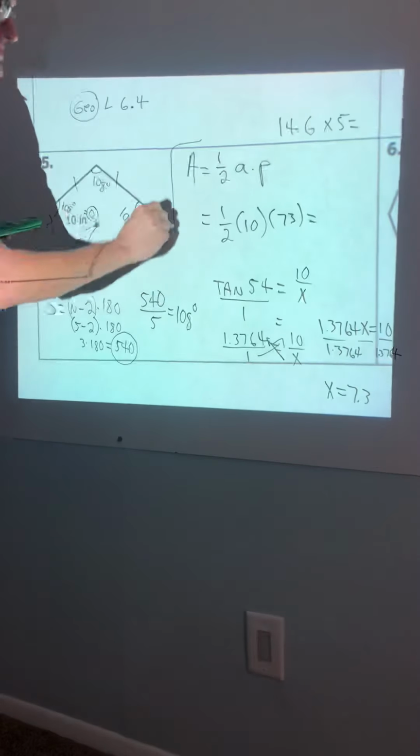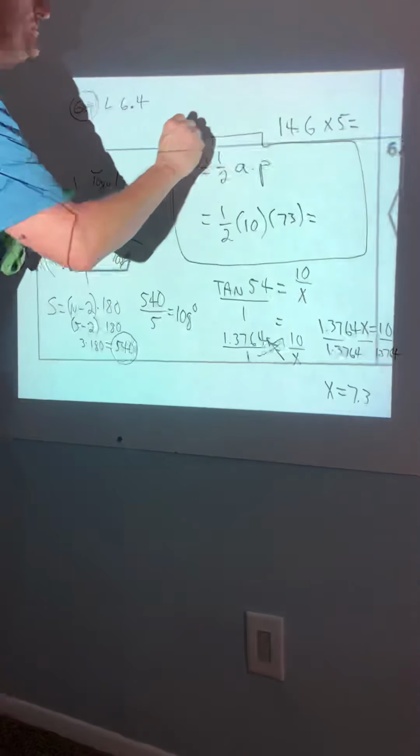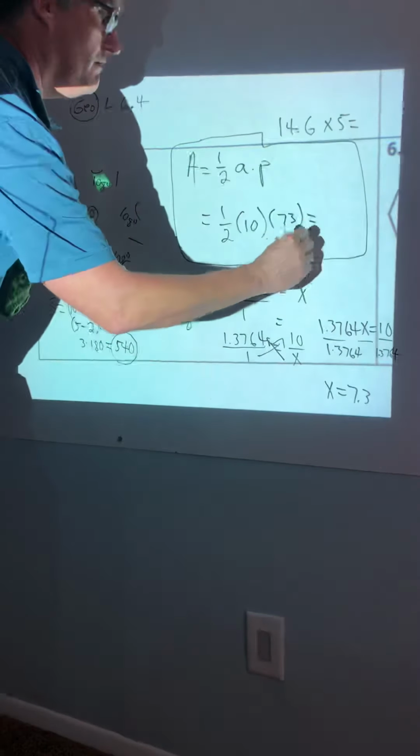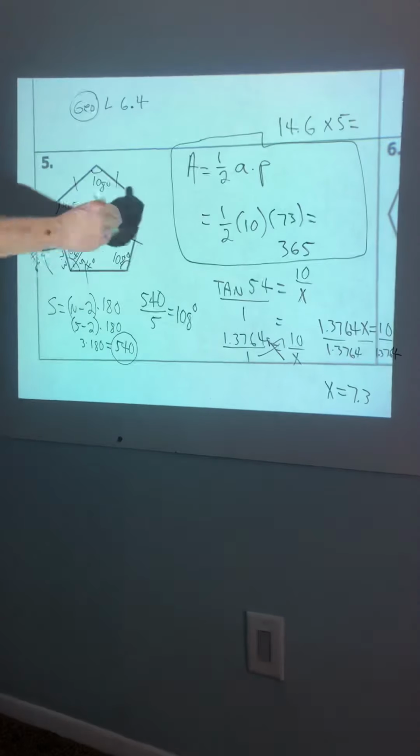Now let me go ahead and box this in. I'm used to working with a much larger board. All right, here we go. 0.5 times 10 times 73 for the grand winner of 365. And what was the dimensions? Inches squared.